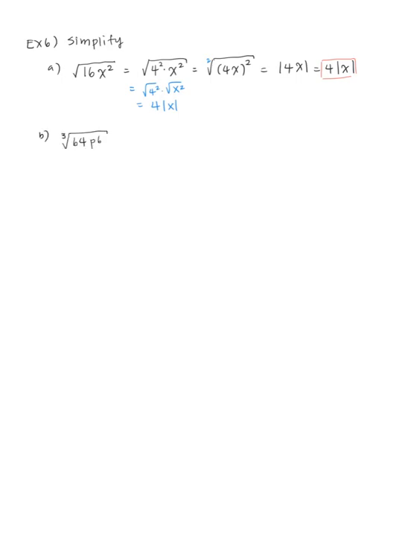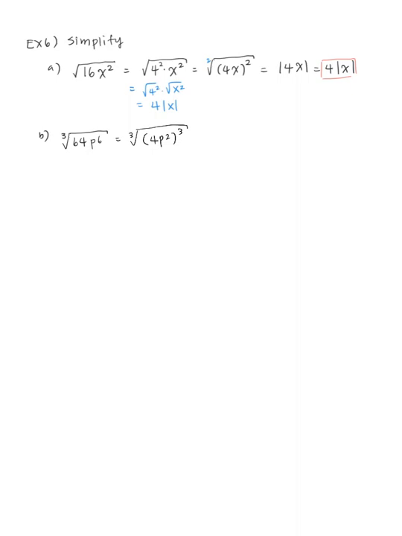Cube root of 64 times p to the 6th power. Okay, so this is how your textbook does it. Your textbook says that they already know that 64 p to the 6 is going to give us 4p squared to the 3rd power. You're like, how in the heck did they get that, right? So this is what they're doing. I'm just going to show you how to do this step by step.